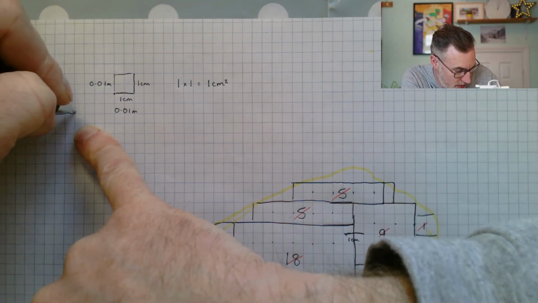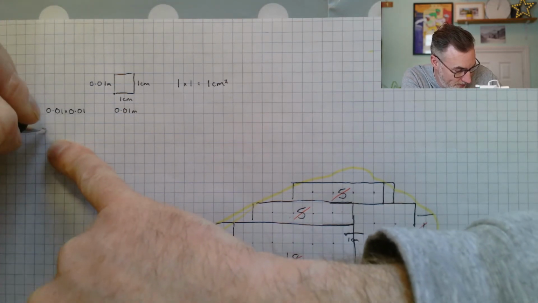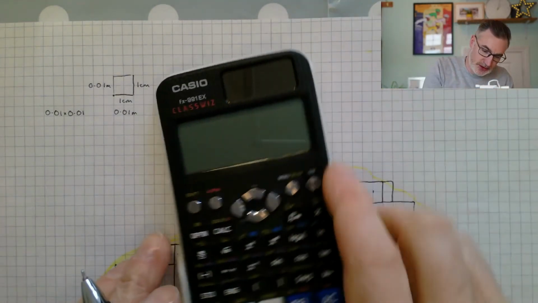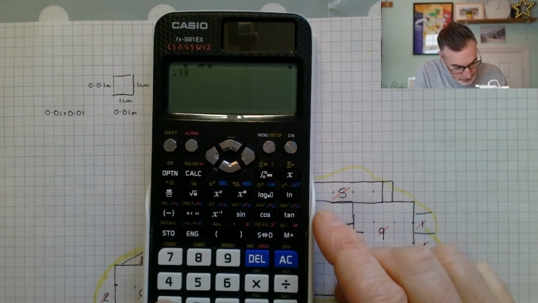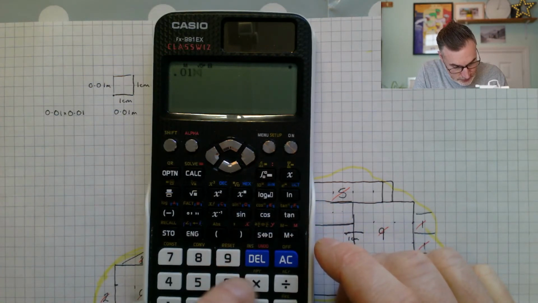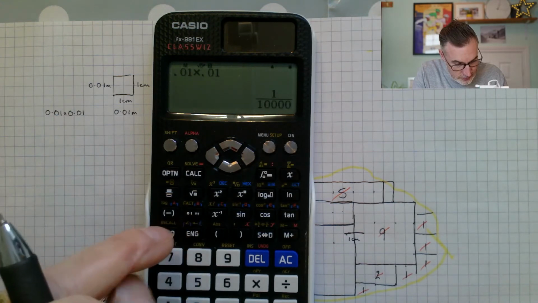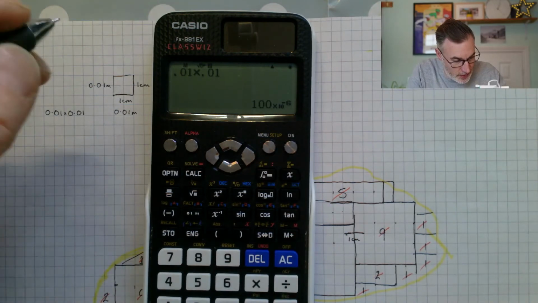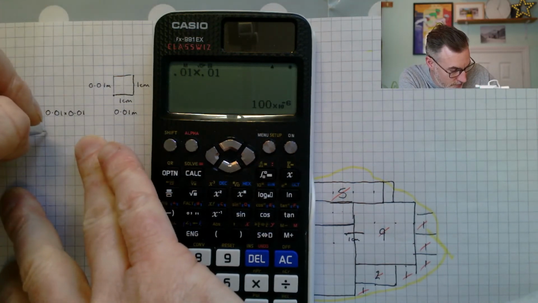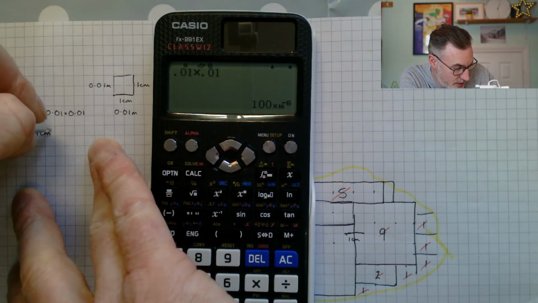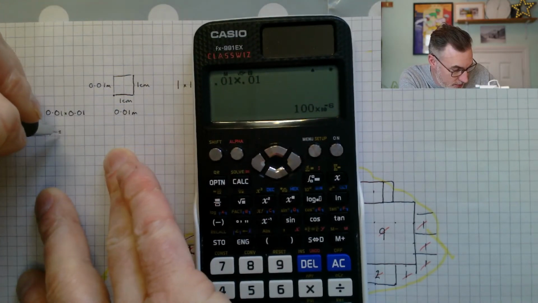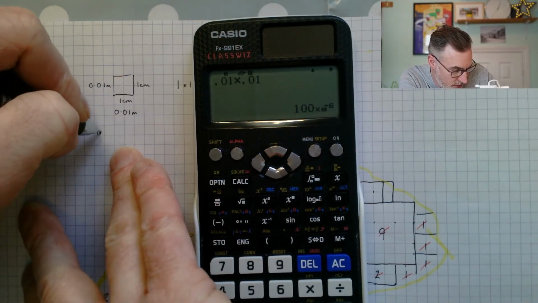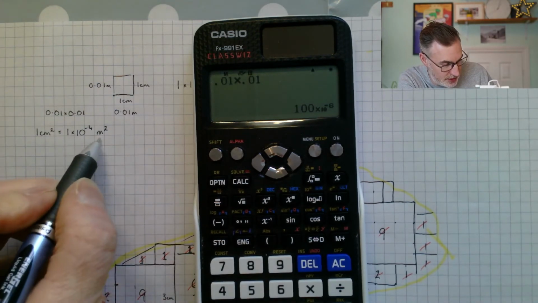and that will give us 1 centimeter squared is going to equal 1 times 10 to the minus 4 meters squared.